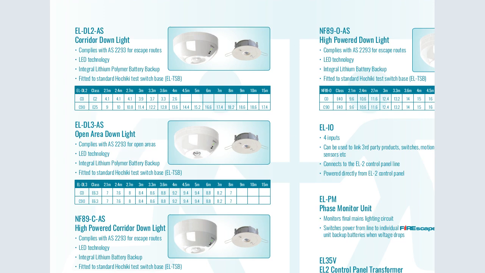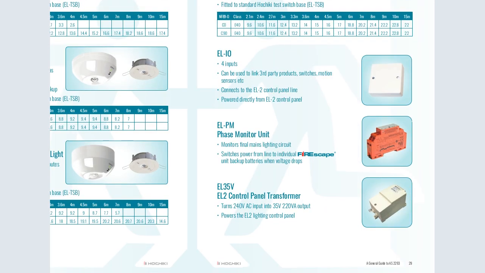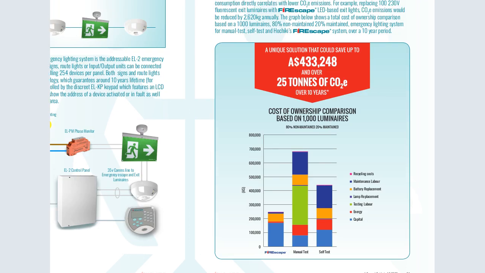So sometimes you will get yourself involved in such companies that are doing maybe this emergency lighting. So you'll be able to see the types of fixtures. We have the corridor downlight, emergency lighting. We have the open area downlight. We have the high-powered corridor downlight. We have the high-powered downlight. We have the EL10 with 4 inputs, then ELPM, that is the phase monitor unit, and the control panel transformer. They are there.